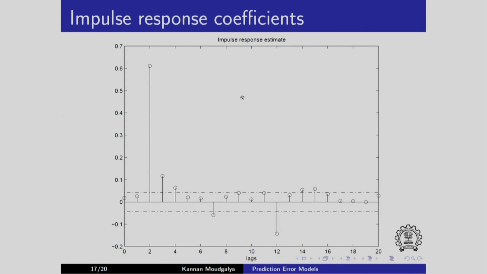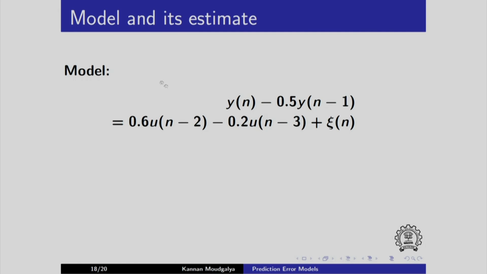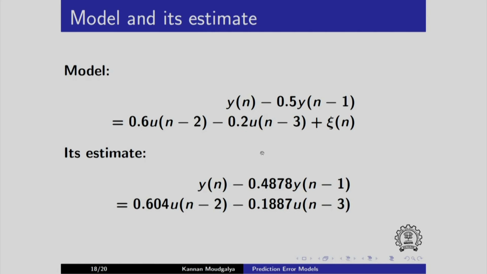When you do that, you get the impulse response coefficients to be like this, and let me write this in the model form. Here is the model, and here is the estimate that we arrived at, and notice that the estimate is very close to what we started with. In the place of 0.5 we have 0.4878, in the place of 0.6 we have 0.604, instead of 0.2 we have 0.1887. You see that the estimate is very close to the model.